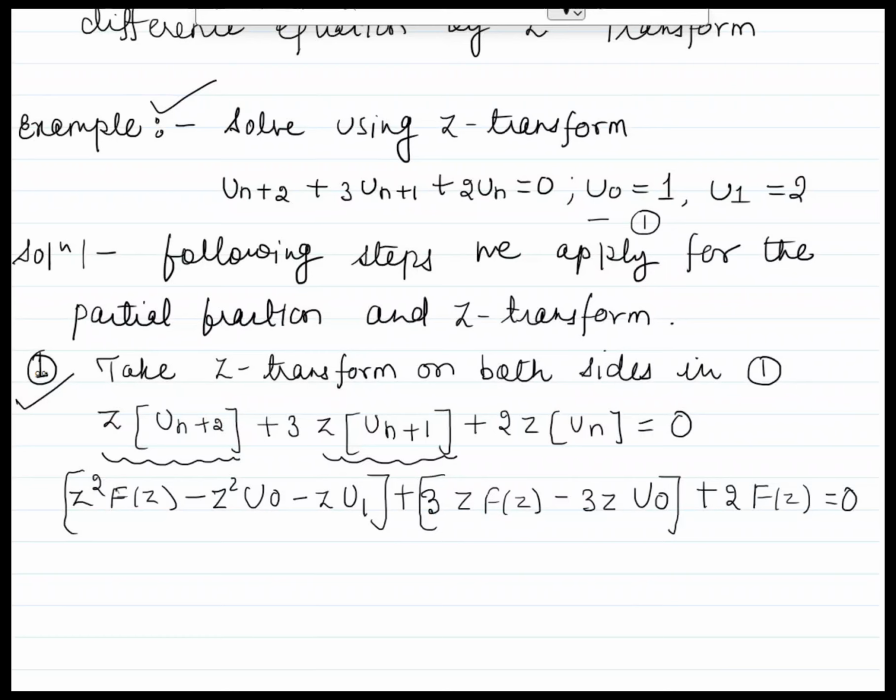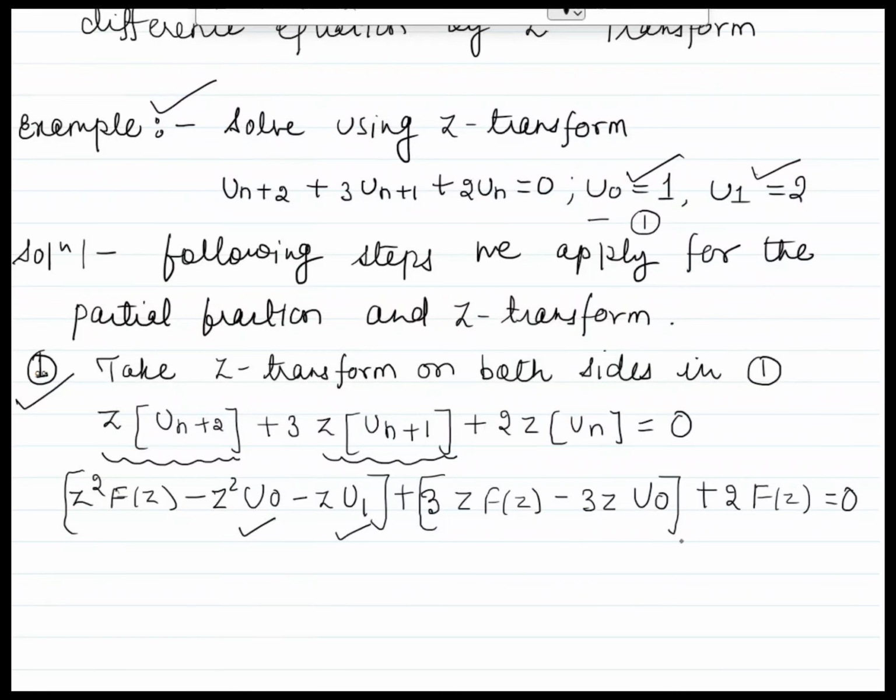Now we have initial conditions. What initial conditions we have? We have the initial conditions u0, u1 already given in the question. You can see, just put here u0 is 1, we will put here 1. This is u1 is 2, we will just put here. This again u0 is 1, we will put here, and solving it.